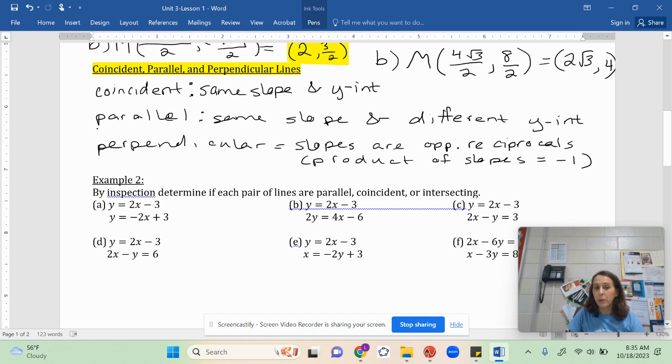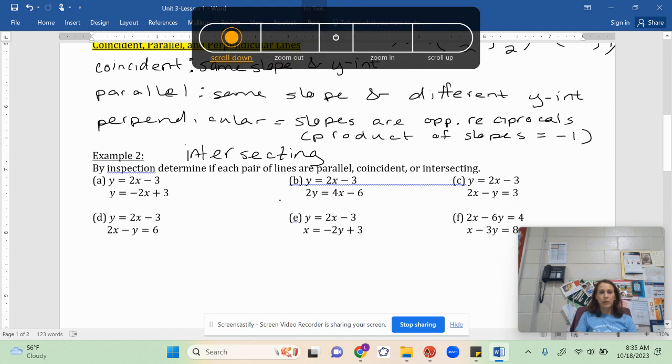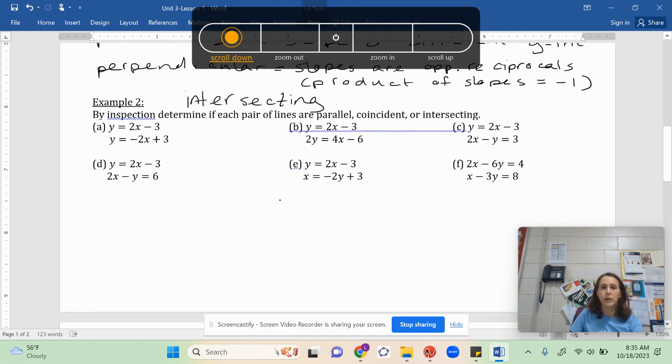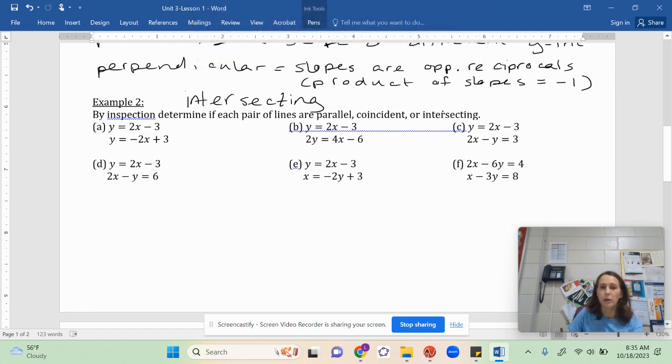Lines don't have to be one of these three. They can be the lines on top of each other, coincident. They can be parallel, or they can be perpendicular. Sometimes lines are just intersecting. If they don't meet any of those three criteria in 2D, then they could just be intersecting lines that aren't perpendicular and not coincident. By inspection, we can determine if each pair of lines below are parallel, coincident, or intersecting.